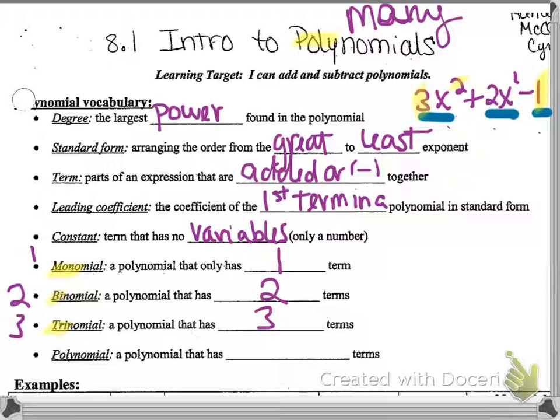And then a polynomial is just a general term that is used for anything that has many terms. You can refer to a trinomial as a polynomial or a binomial, but usually we want to be more specific. So if you know it's a binomial, monomial, or trinomial, try and use those words. All right?